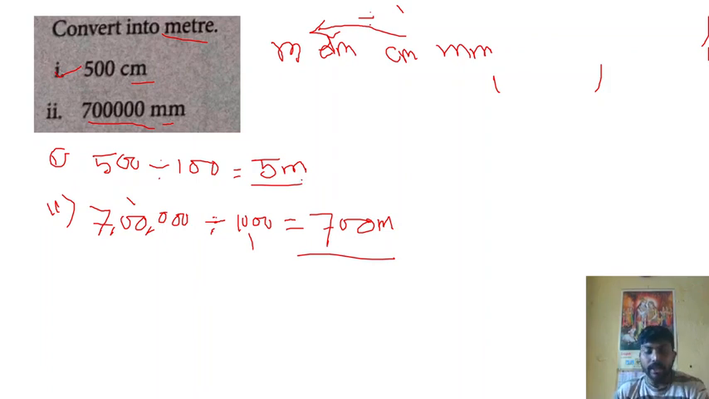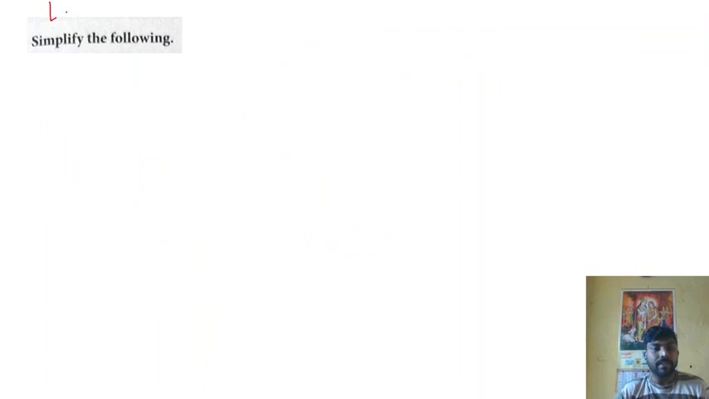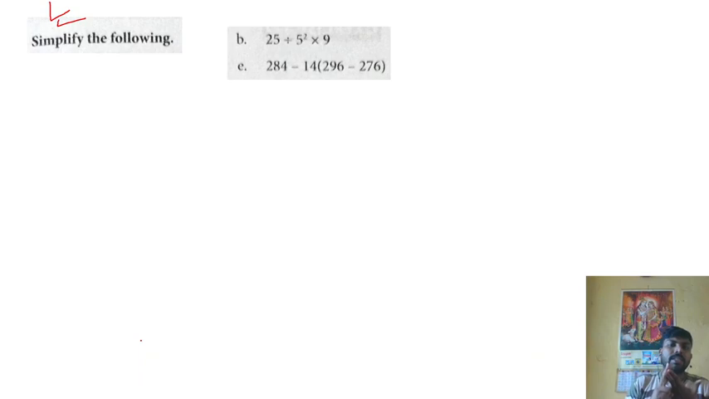Now again we are going to the next part, which is called simplification. Obviously after doing the unit conversion, we are coming back to simplification. So let's see what questions are there. Two questions are present here: question number B and question number E.